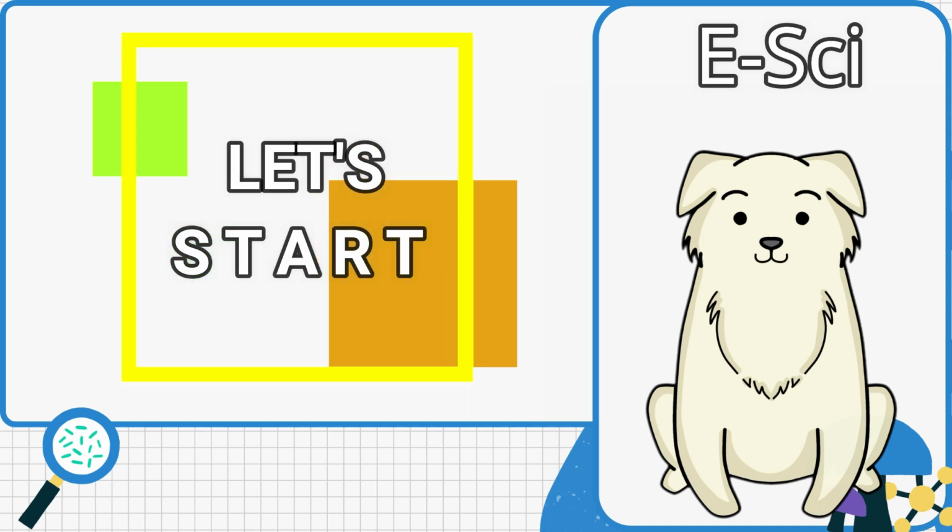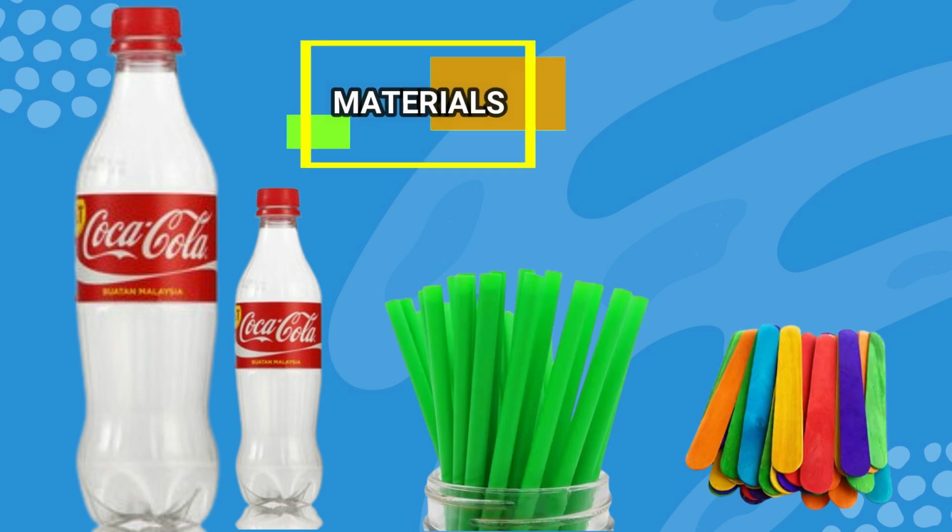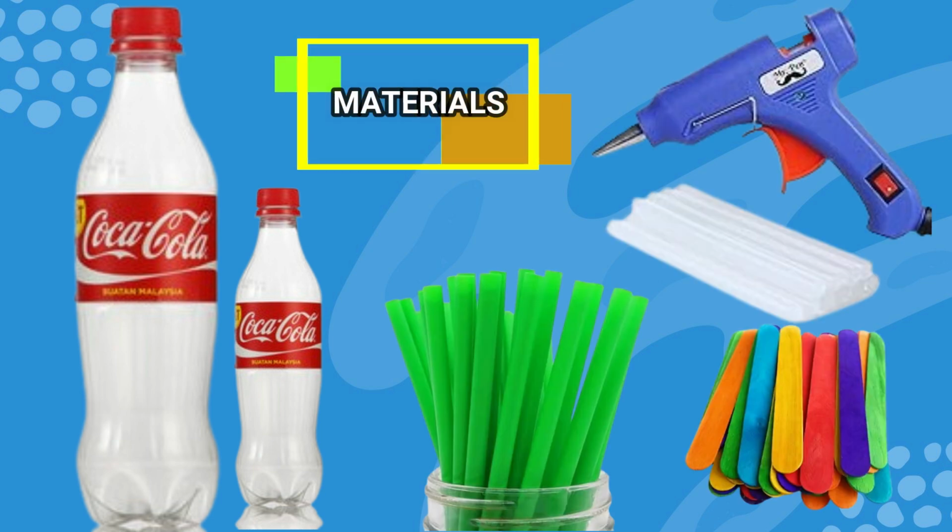Rian, let's start. We need 3 bottles of soda, straws, popsicle sticks, and of course, glue gun and glue sticks. Minions, do your magic.